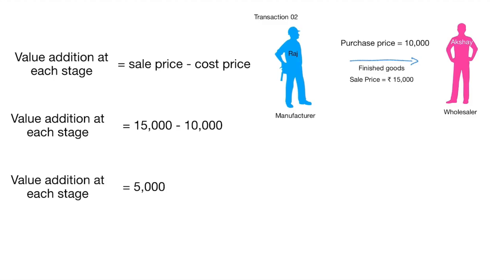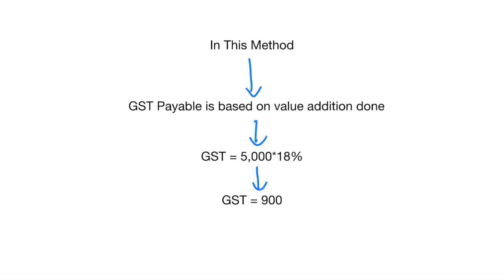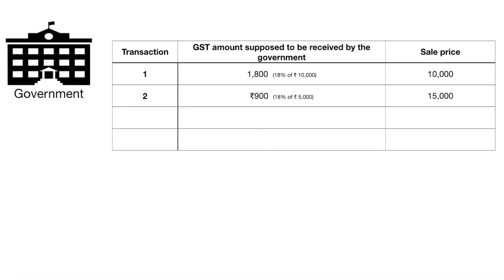So the value addition done at this stage by Raj comes to 5,000. So the GST payable to the government by Raj will be 18% on 5,000, which is 900. So Raj will pay 900 as GST to the government. So the government will have 900 from transaction 2 as GST in this method as compared to 2,700 from the last method.